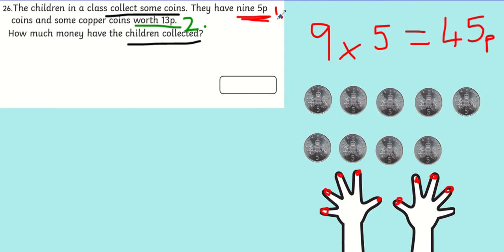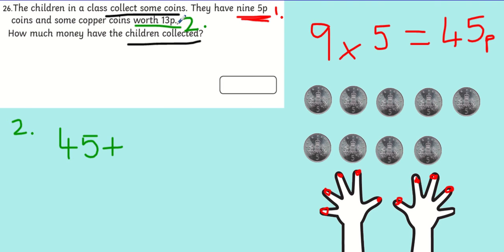So we've done our step 1, but we're not finished yet. We need to do step 2, don't we? So we've got our 45p and we need to find out how much money there is altogether. So we've got our 45p because we worked it out over there, didn't we? This is step 2. We've got our 45p and we're going to be adding on how much money?